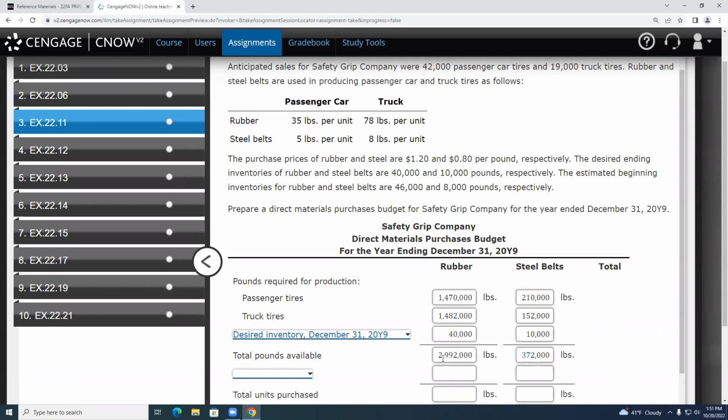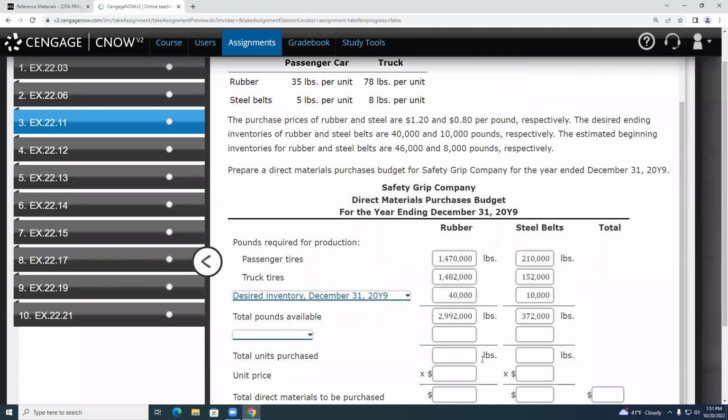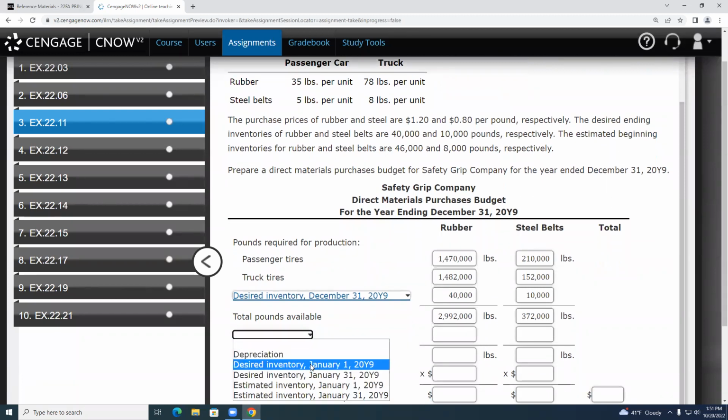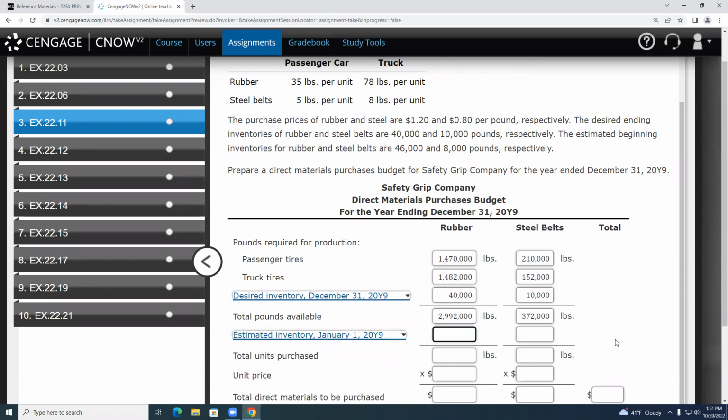And so we need to have 2,992,000 pounds of rubber available to support our production and give us the desired ending inventory. But we do have some expected inventory from the beginning of the year. So that represents amounts that we don't have to buy because we already anticipate having them on hand. And if it helps you to remember, we're going to subtract.